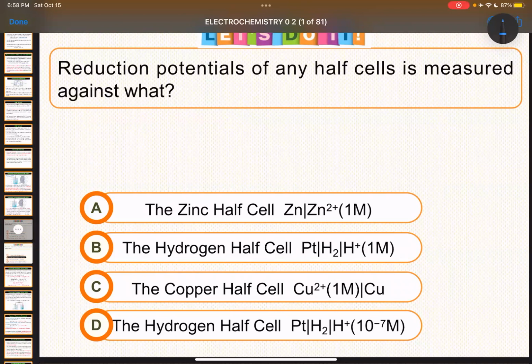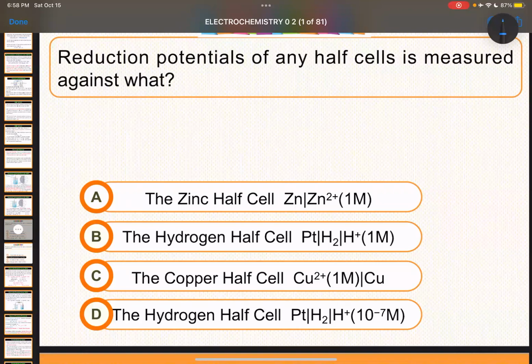So the reduction potential of any half cell is measured against what? And what's going to be the answer?